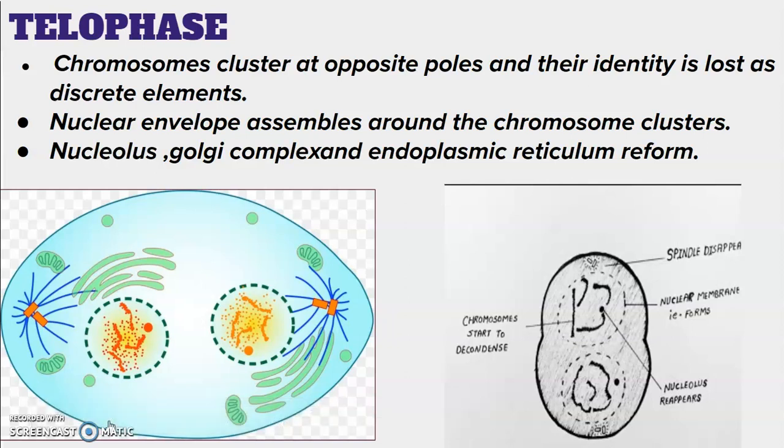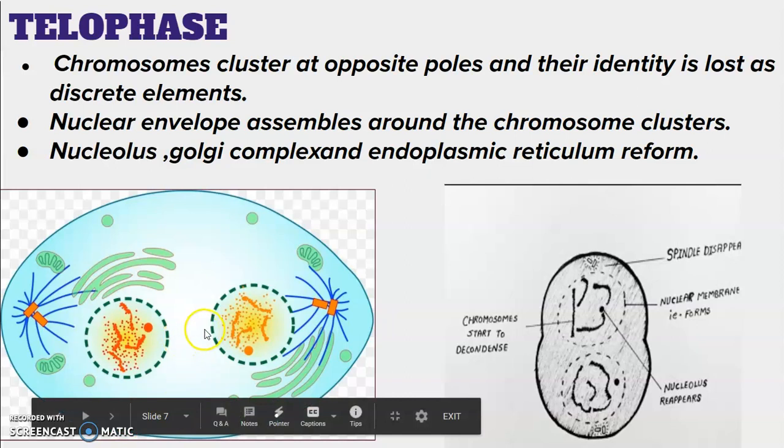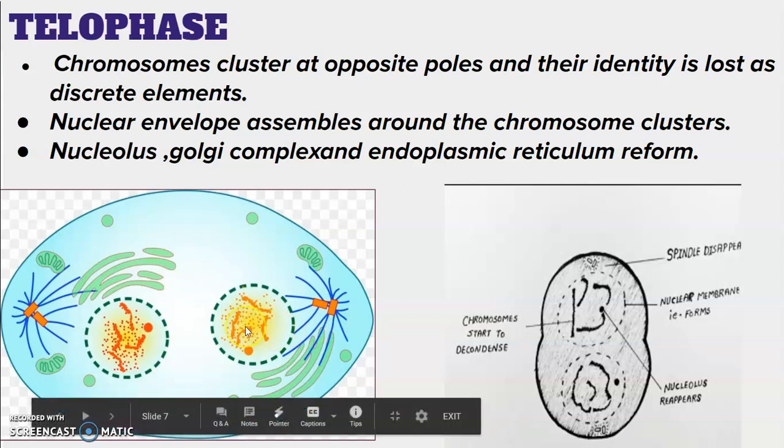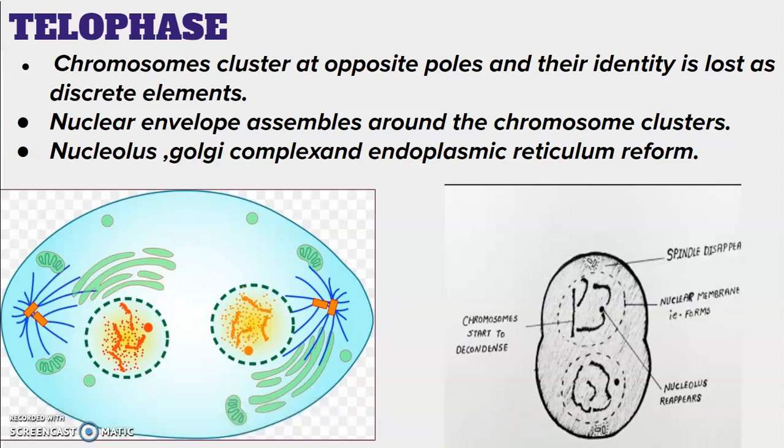The last stage is telophase. During telophase, the chromosomes have already started moving towards the poles. They reach the opposite poles and the reverse of prophase is actually taking place. What do you mean by the reverse of prophase? During prophase, we have learned the chromatin undergoes condensation and forms chromosomes. During telophase, the chromosomes decondense and form the chromatin reticulum again, the loosely arranged network of chromatin fibers.